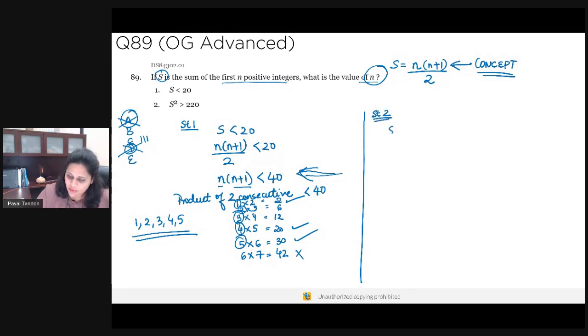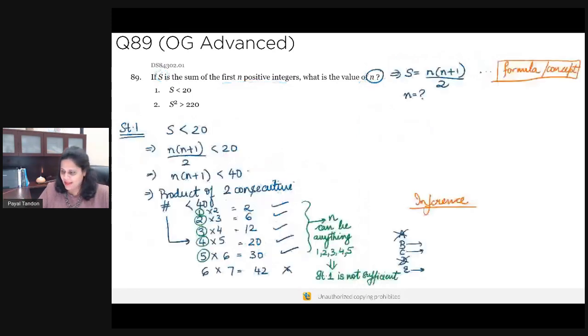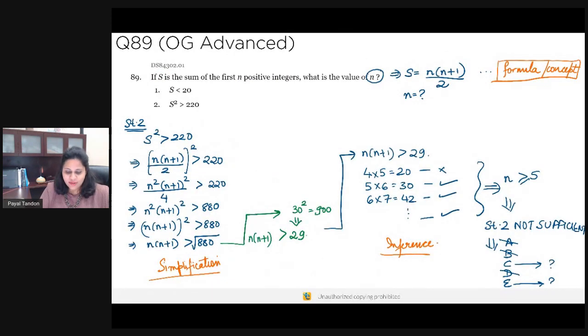Now I do the same drill for statement 2. Statement 2 is a little bit more complicated, because the numbers are a little bit bigger. And again, I do the exact same processing. S squared is greater than 220, so I apply my formula: n into n plus 1 divided by 2, whole square, is greater than 220. You do all of the processing up to this point. That's the simplification that you have to do. Now, this is where you have to draw the inference.